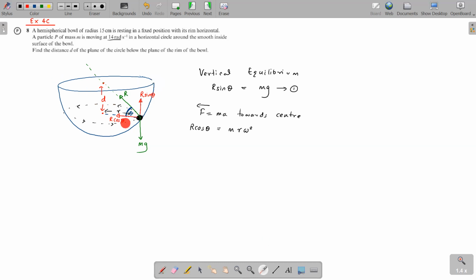But our circle is below the level of the hemisphere, so this circle doesn't have a radius of 15, right? The large hemisphere only has a radius of 15. So this R is actually at this point unknown. So capital R cos theta equals m r omega, which is 14 radians per second, so 14 square.